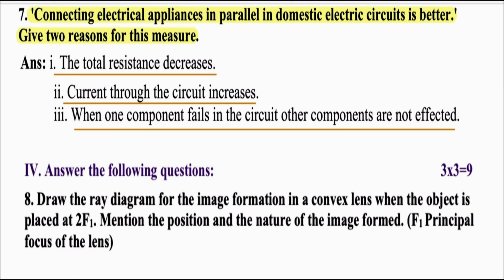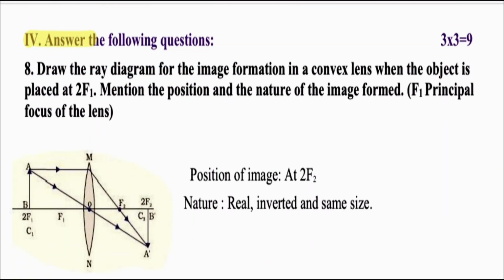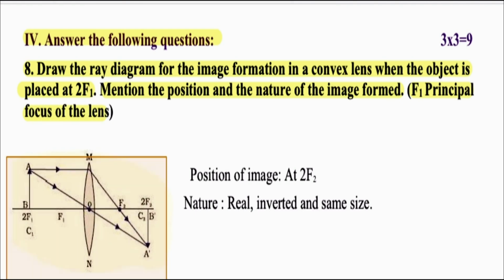Let's go to 4th main. Answer the following questions. Question number 8. Draw the ray diagram for image formation in convex lens when the object is placed at 2F1. Mention the position and nature of the image formed. F1 is the principal focus of the lens. This is the image and the position of the image is at 2F2 and the nature of the image is real and inverted and it is of same size.